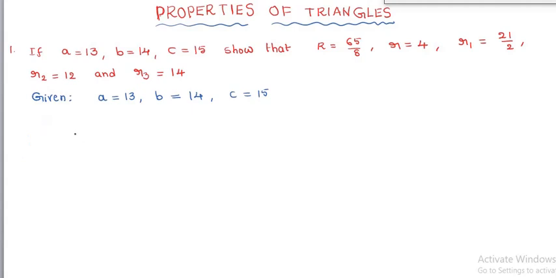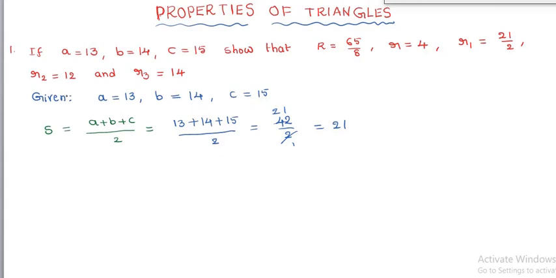So s is equal to (a plus b plus c) divided by 2. Substitute the values: 13 plus 14 plus 15 divided by 2. So 13 plus 14 plus 15 is 42. 42 by 2, that is the value 21. Cancellation: 2 ones are 2, 2 twos are 2, 21. So now find out delta.